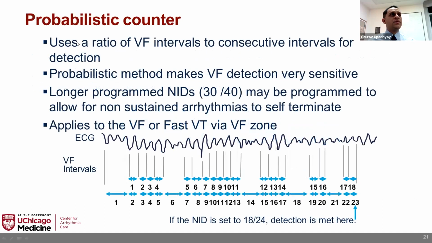Another approach is to use what's called a probabilistic counter. A probabilistic counter doesn't look at necessarily contiguous intervals. It's simply saying, do any intervals meet the criteria of interest within a window of interest? Here, the number of intervals to detect is 18 out of 24. Any 18 intervals that meet a particular detection criteria within a moving window of 24 intervals would satisfy detection. That's much more applicable for irregular arrhythmias such as VF. And of course, VF is the one we worry about the most.